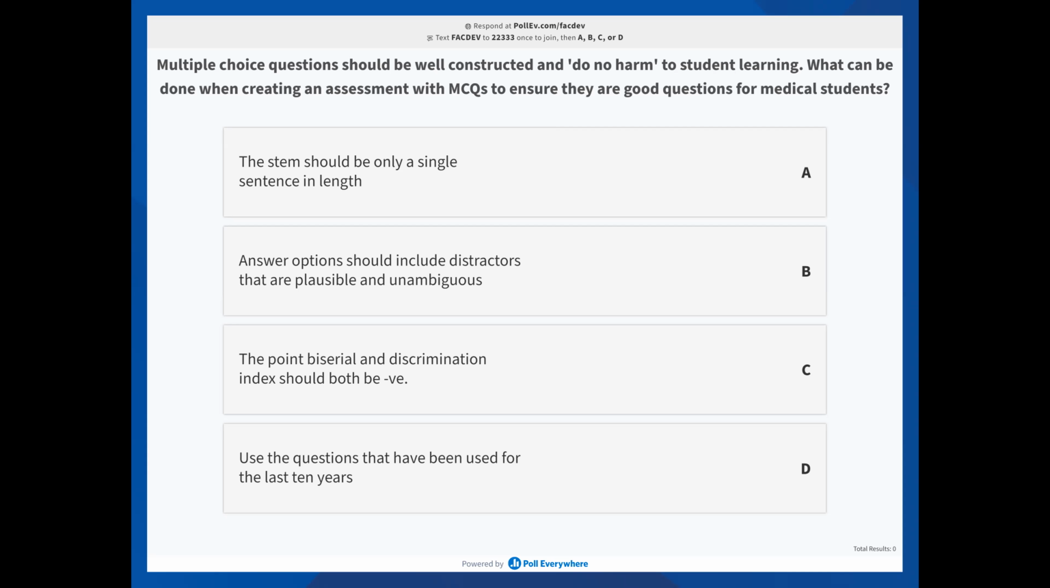Answering multiple choice questions is one of those areas. So right, answer options should include distractors that are plausible and unambiguous. And we have a difficult enough time getting faculty to submit questions, let alone to write brand new questions, or to change older questions. And I can't imagine having 5,000 questions that have to be really good presented to students over a 2-year period.